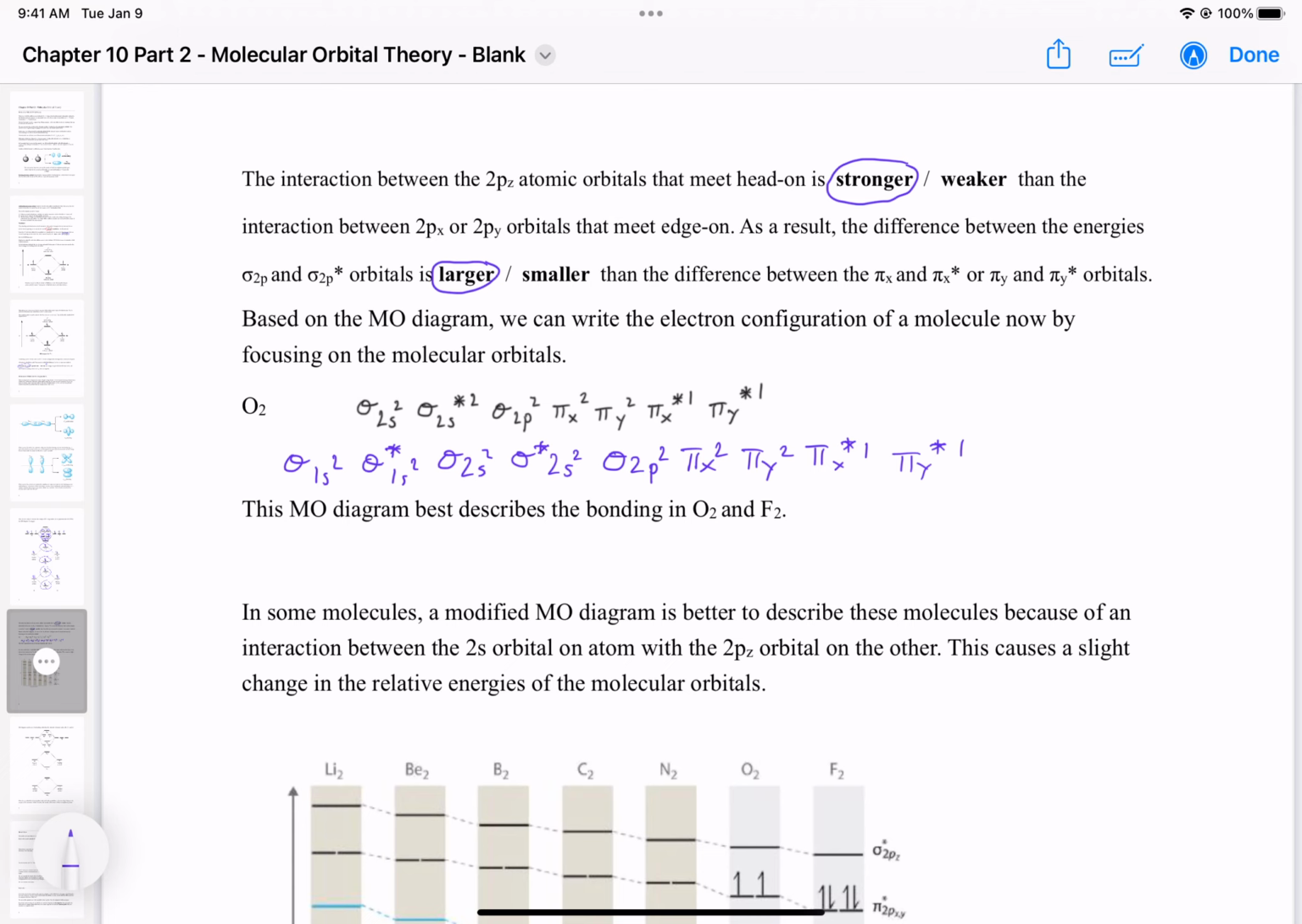Okay, so we'll stop the video here, and next time we'll pick up on how this molecular orbital diagram can differ for different atoms or elements across the periodic table.